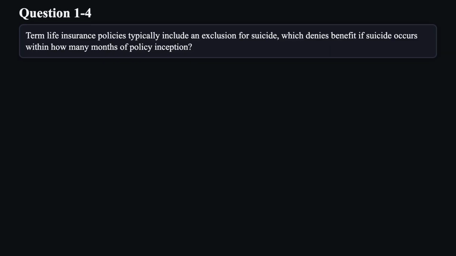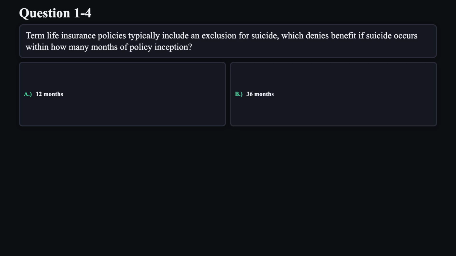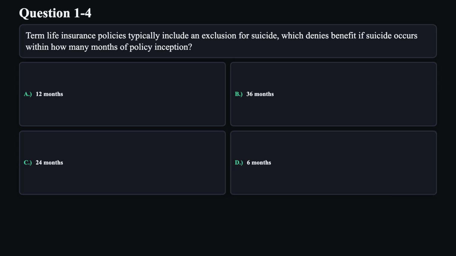Question 4. Term life insurance policies typically include an exclusion for suicide, which denies benefit if suicide occurs within how many months of policy inception? A. 12 months. B. 36 months. C. 24 months. D. 6 months.